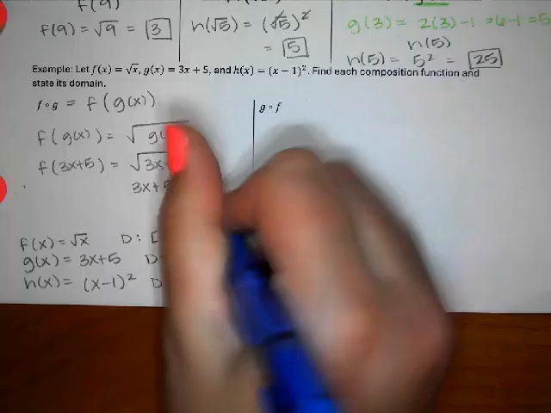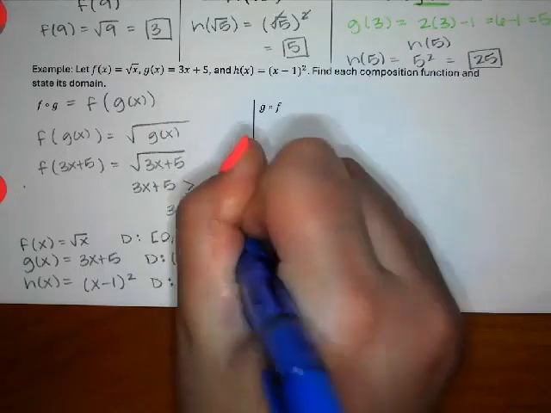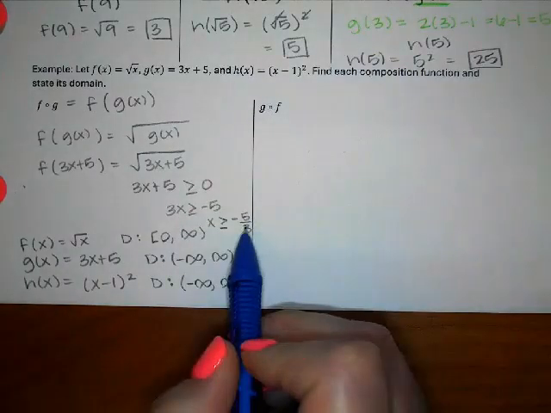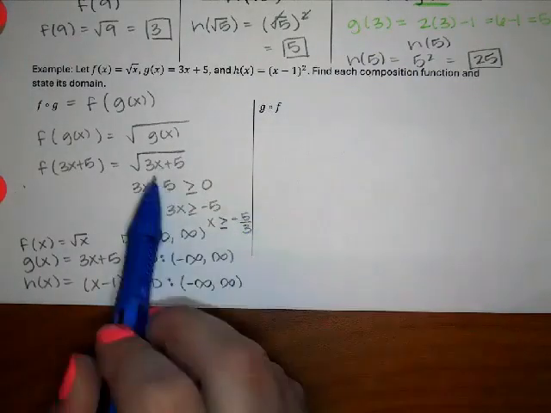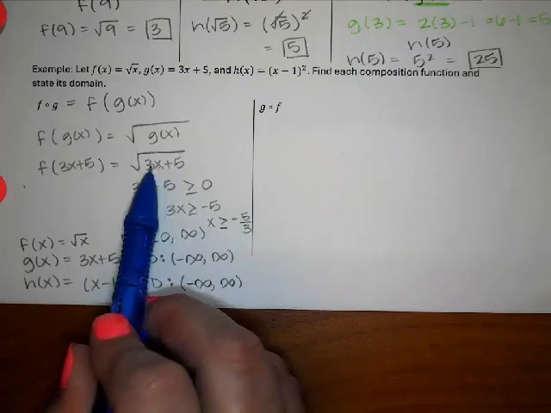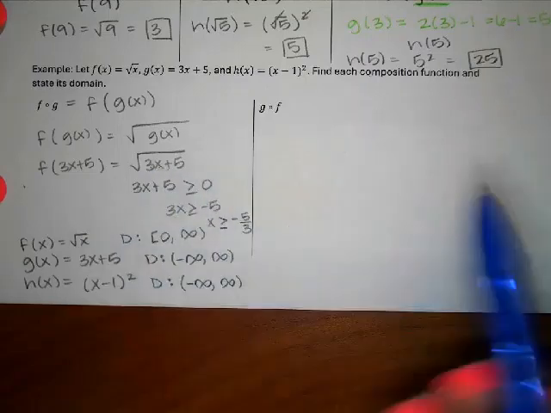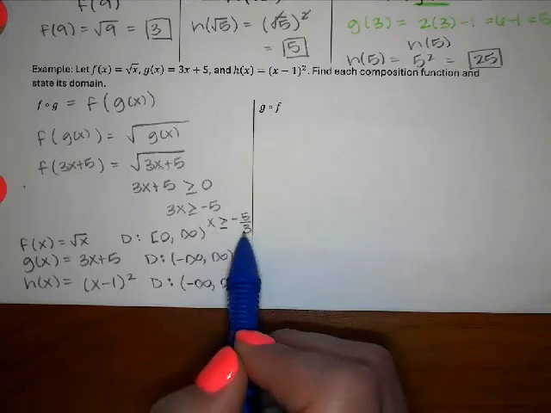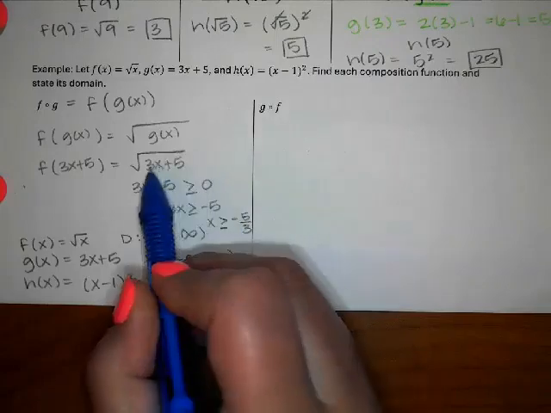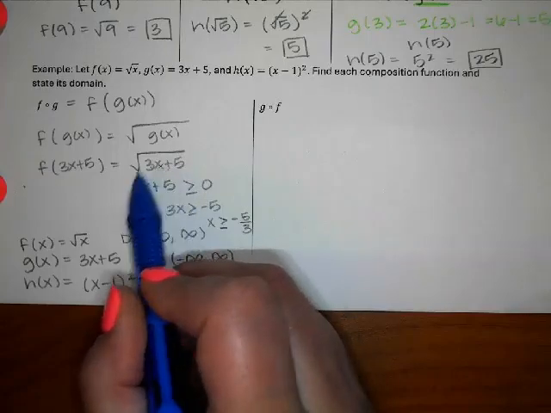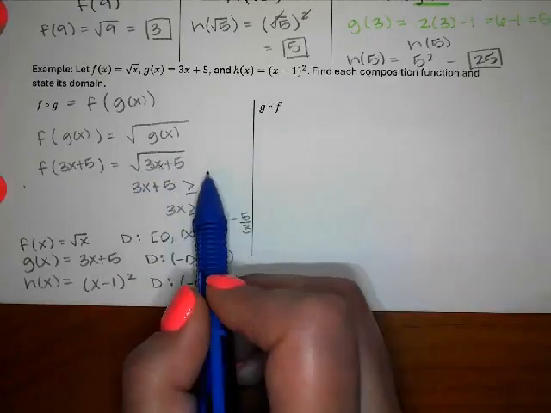So if we did negative 1, plug in negative 1, 3 times negative 1 is negative 3. Negative 3 plus 5 is 2. Square root of 2, that's totally fine. You can plug that in. But if I tried to do, let's say, negative 2, which is less than this, 3 times negative 2 is negative 6. Negative 6 plus 5 is negative 1, and I cannot square root negative 1. So I know that my original domain should have been all real numbers because this is what I was plugging in, and that's what domain means.